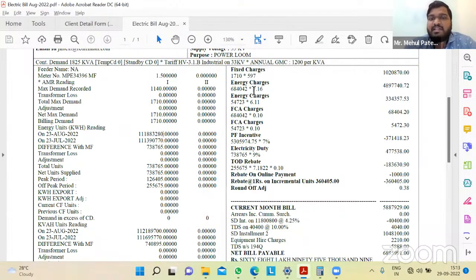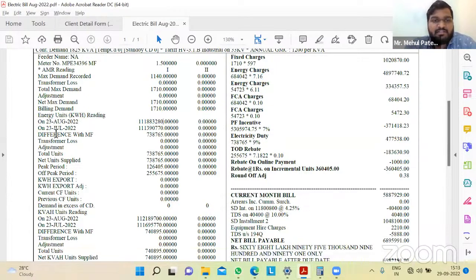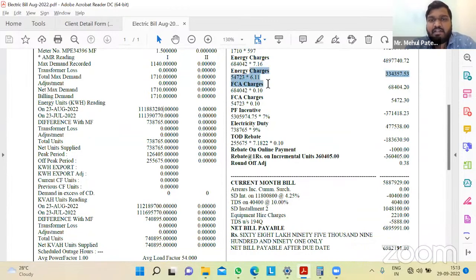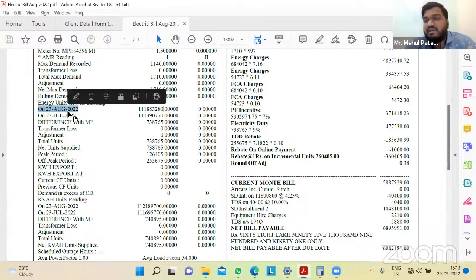So the energy charges, like I explained, there are tariffs depending upon the time of the day, the time slots. Off peak period and peak period are the two periods that are considered over here and have variable tariff rates. Coming over here on the left side, these are the readings. On the right side, they are the bifurcation of the billing. The readings are always taken in units, that is kWh.